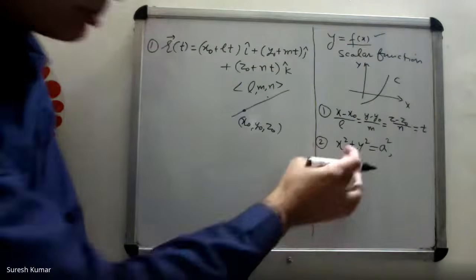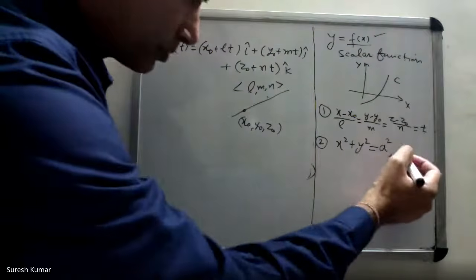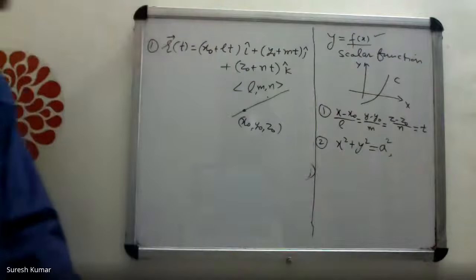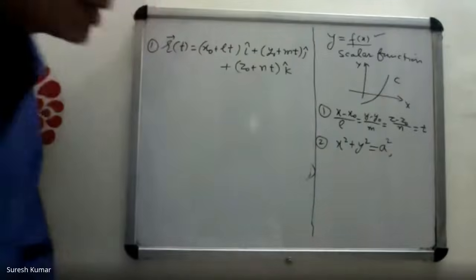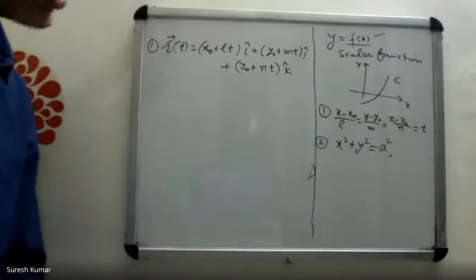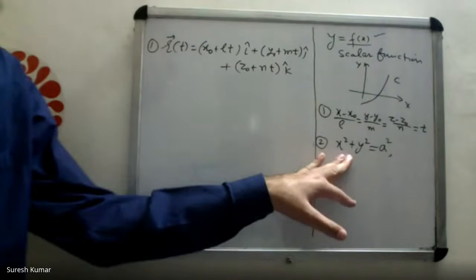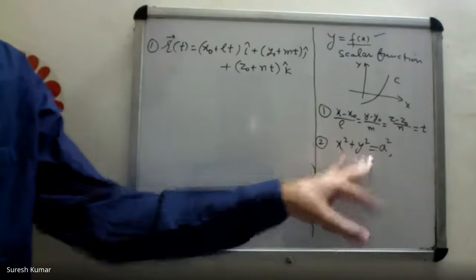So x square plus y square equal to a square. What is it geometrically? Circle. Equation of circle. Right circular cylinder. Unless I mention the dimensions, you cannot answer it. You should say in 2 dimensions it is a circle, in 3 dimensions it is a cylinder.